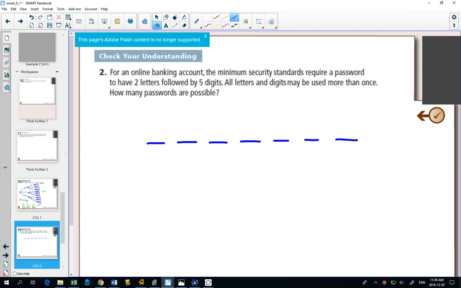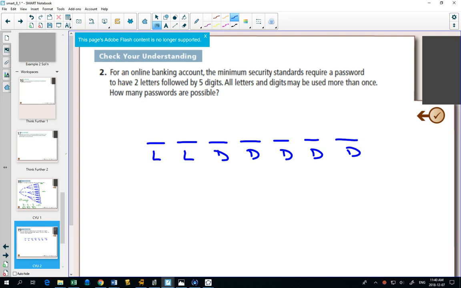When you're showing your work for these questions, draw the spaces to represent your decisions, and then underneath them, do a little bit of an explanation of what each of those decisions were. In this case, it's a letter, letter, digit, digit, digit, digit, digit. That is enough of an explanation. It can be simple like that. We have letters followed by digits.